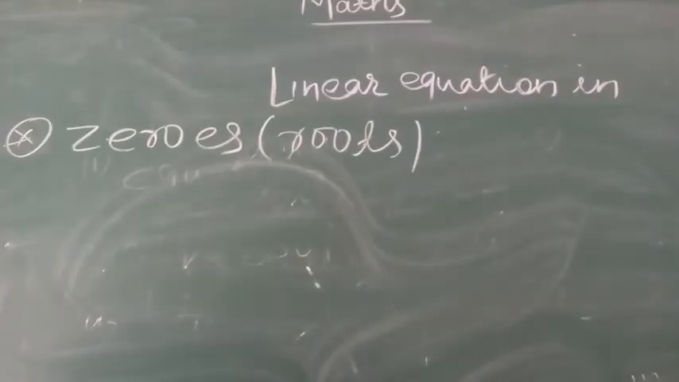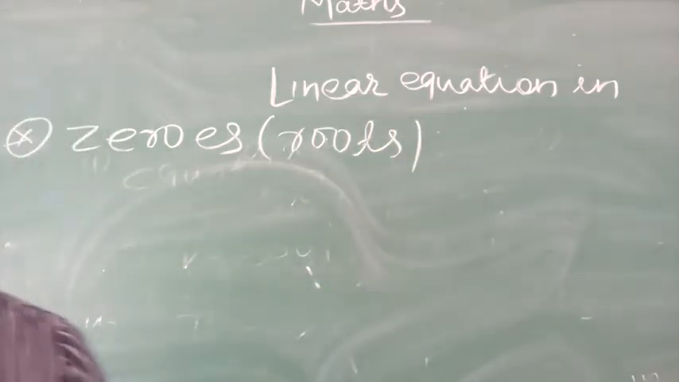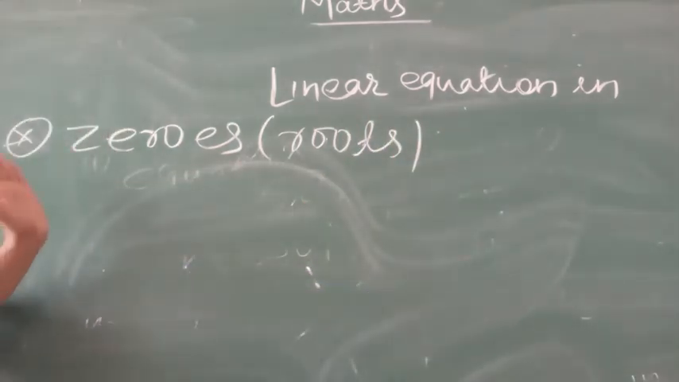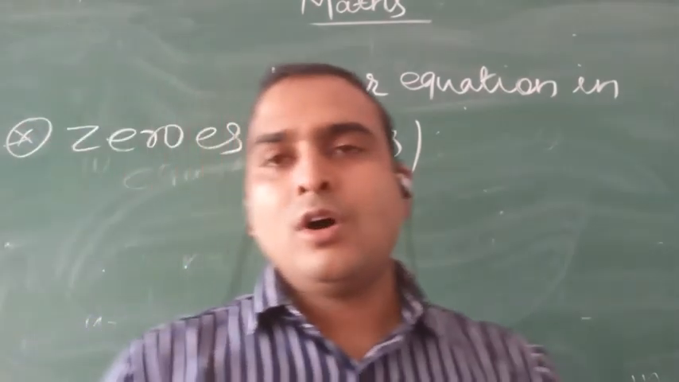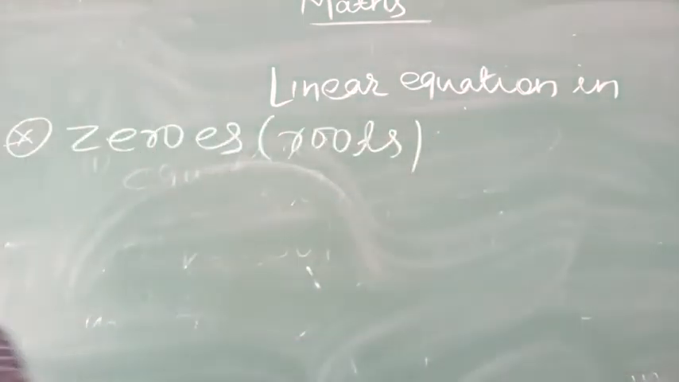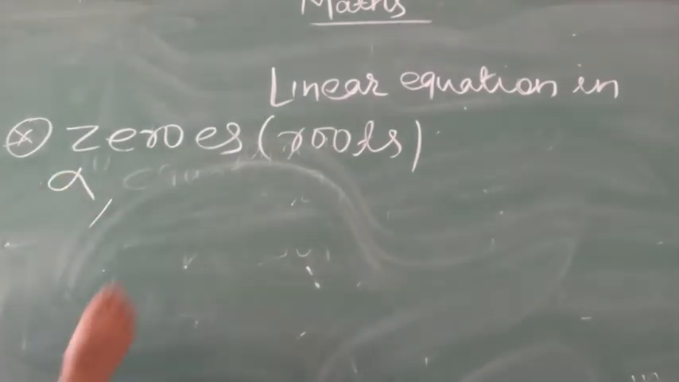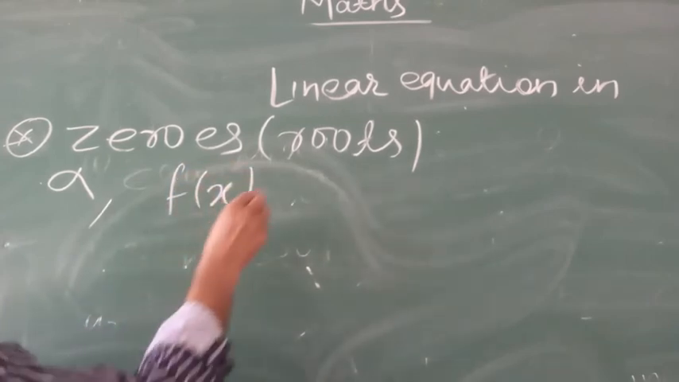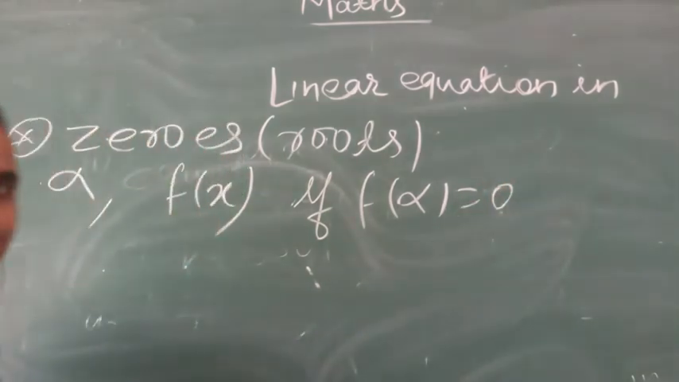Now one more thing you have to learn: what is zeros or roots of equation. A real number alpha is said to be a zero of f(x) if f(alpha) is equal to 0.